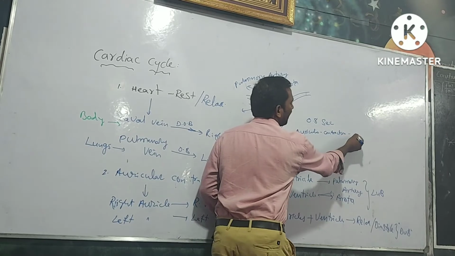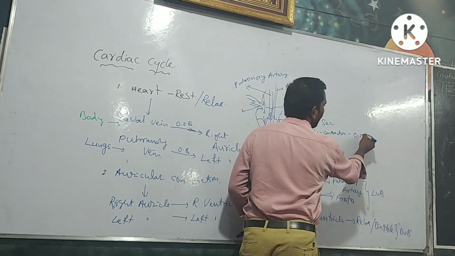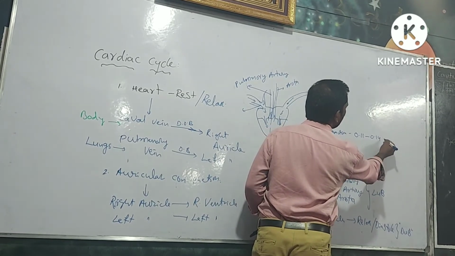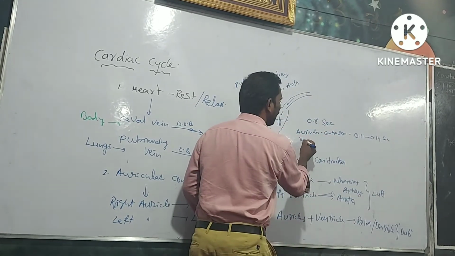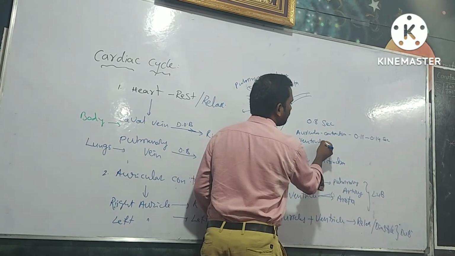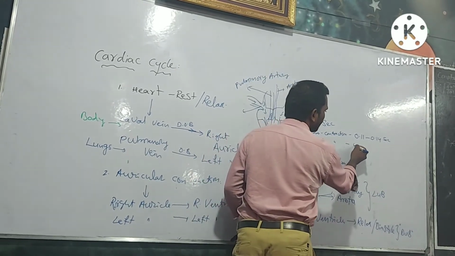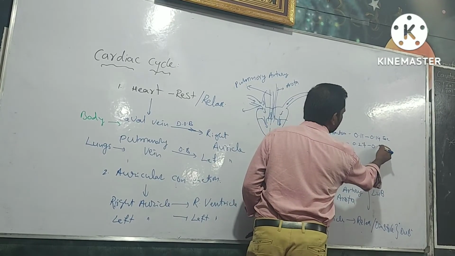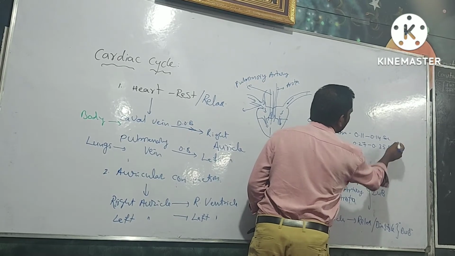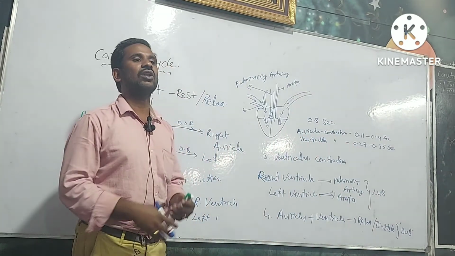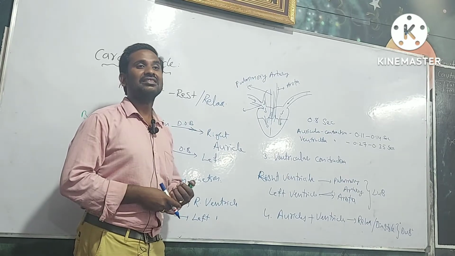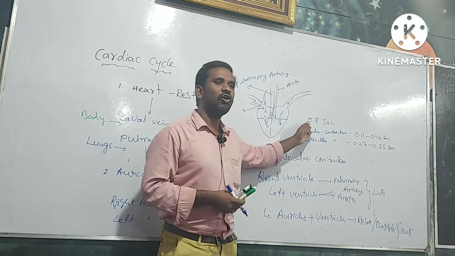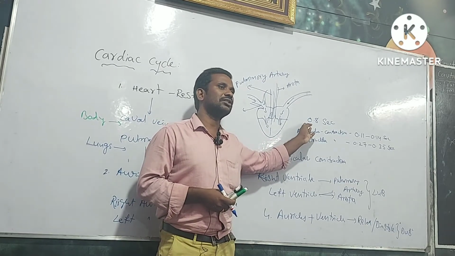So auricular contraction takes how much time? 0.11 to 0.14 seconds. And ventricular contraction takes 0.27 to 0.35 seconds. అంటే ఎంత తక్కువ టైమో మీరు అర్థం చేసుకోండి. అర్థమైందా? సో హోల్ ప్రాసెస్ 0.8 సెకండ్లో జరిగిపోతుంది.